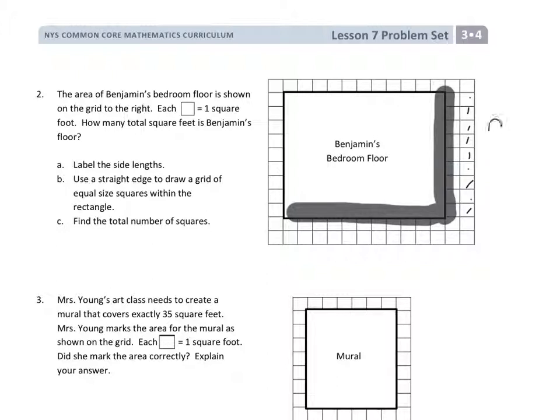So we'll label this side as 9. Then we're going to count on these ones. We have 1, 2, 3, 4, 5, 6, 7, 8, 9, 10, 11. So this one is 11. Can you see how we counted? Can you see how these units would be in here? And you'll see that now, because now it's asking us to use a straight edge to draw the grid. So we'll go ahead and start with that.